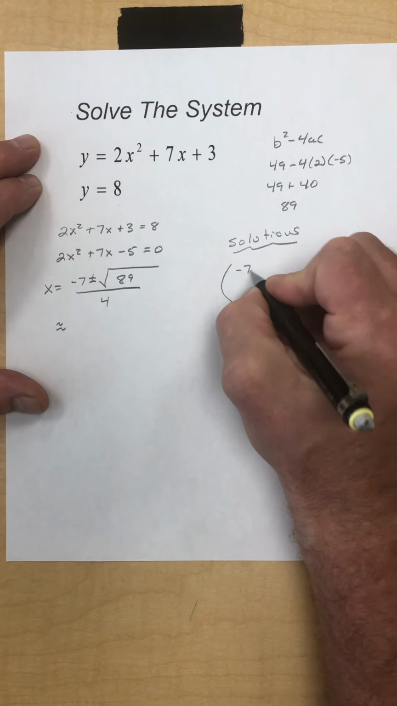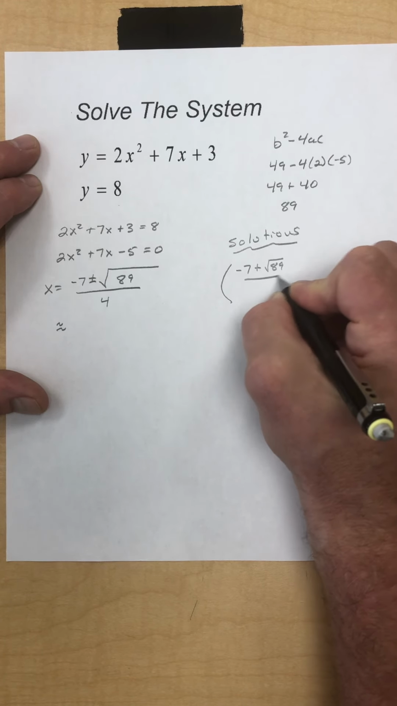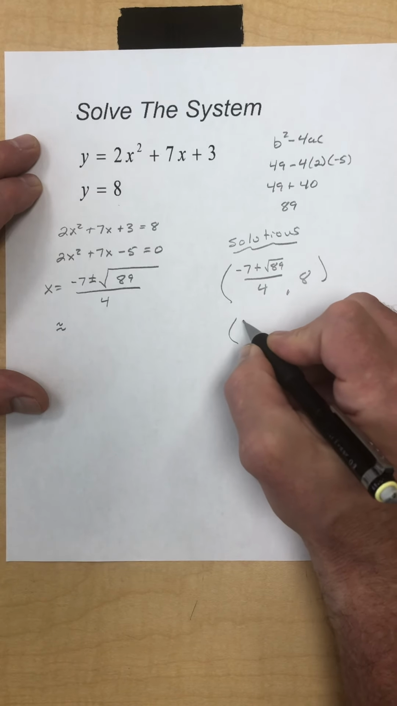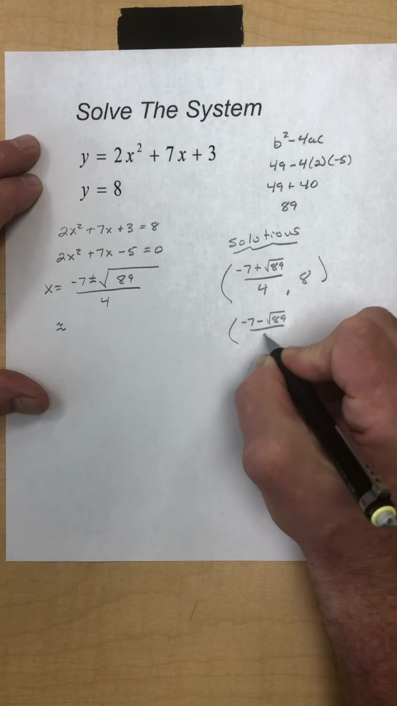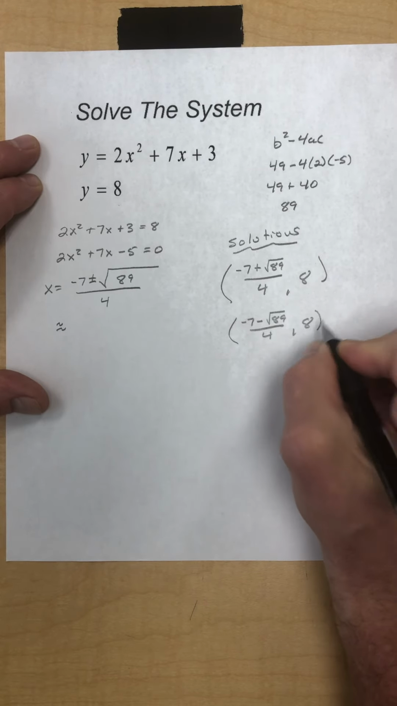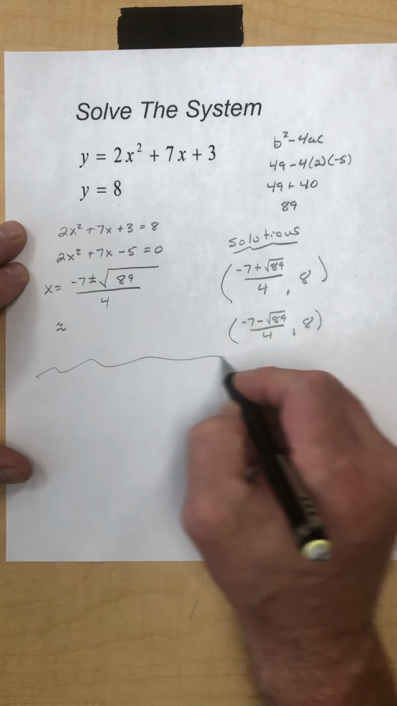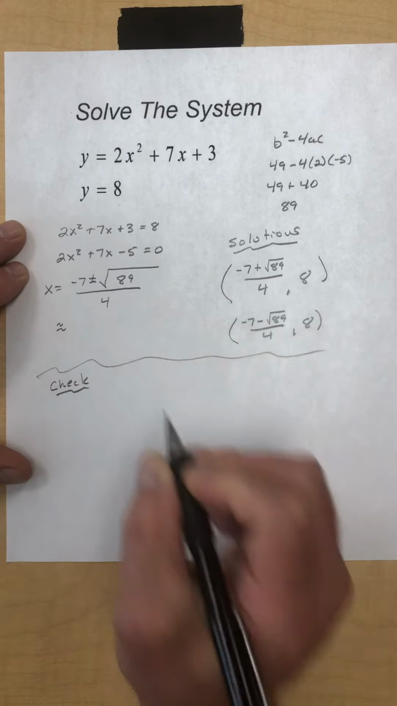So we get (-7 plus radical 89) over 4, and 8. And our other guy would be (-7 minus radical 89) over 4, and 8. Okay, now, at the very least, I would check. Now let's see, how are we going to check this?